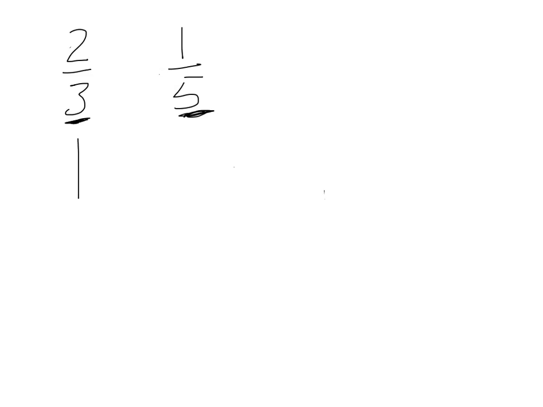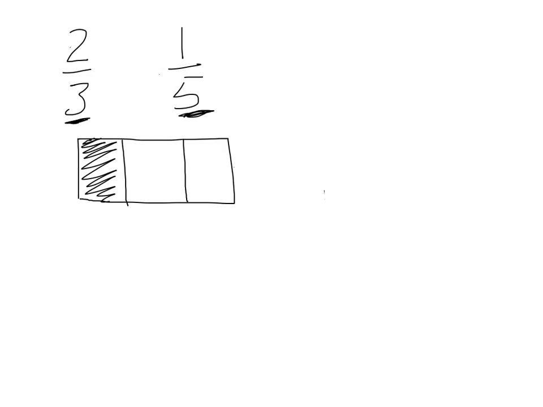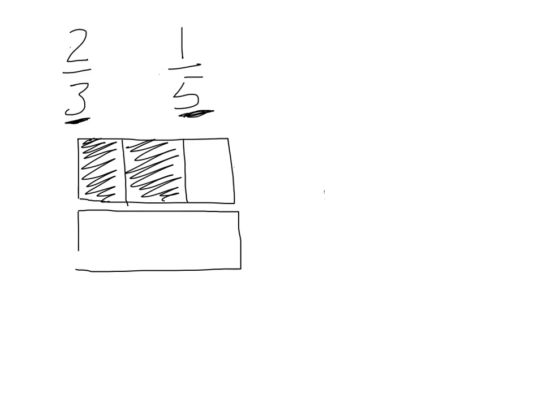But if we did draw our model, it would look something like this. Shade in 2/3. I would draw my same rectangle, same whole, but this one has 5 pieces. And so clearly you can see one of these pieces here is smaller than one of those pieces here, and I have 2 of them.